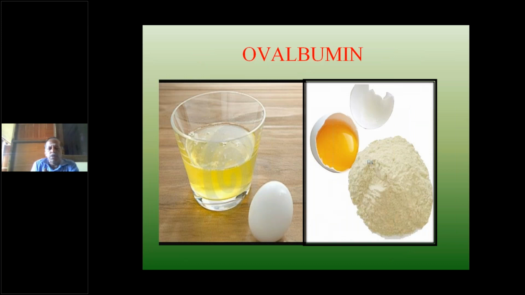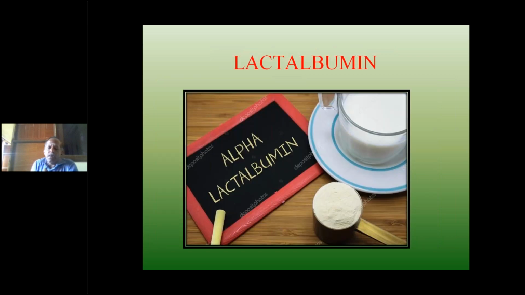So I have taken the ovalbumin, the egg protein, especially the yellow part, and the lactalbumin, the protein available in milk. Of course, both are having so many proteins.